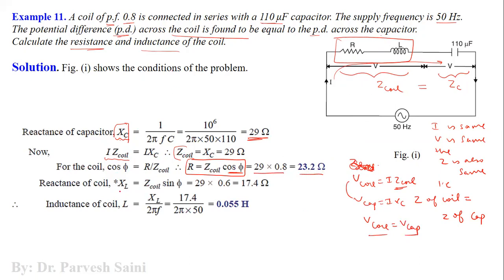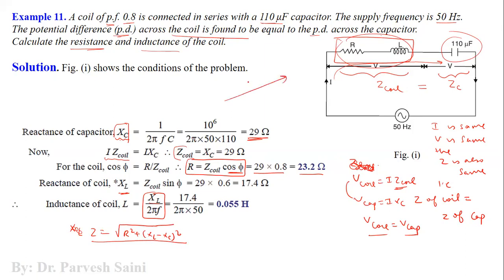So inductance can be obtained by using this formula. For this formula, we need XL. So XL is obtained by using Z coil sine phi. This is also one way of finding the value. Otherwise, we can find out XL by using the concept that we know that for a series RLC circuit, Z is equal to the square root of R square plus XL minus XC square. But here, because the impedance of the coil is equal to the impedance of the capacitor, it is not preferred to use this particular formula.